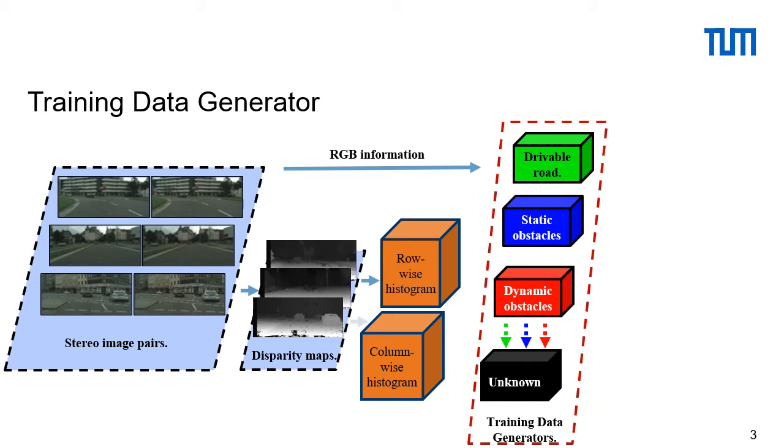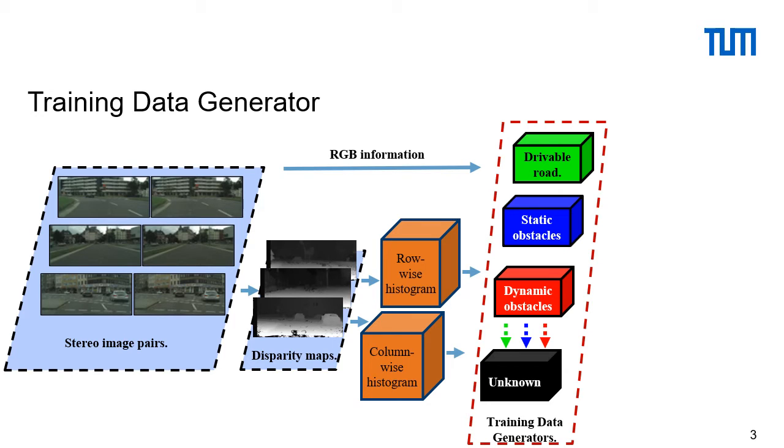Training data is annotated in a self-supervised fashion solely by utilizing depth information from stereo image pairs and RGB information, and with the help of some heuristics integrated into different training data generators. Drivable road is obtained by creating a row-wise histogram of the disparity map, better known as the V-disparity map, and fitting a linear model to it under the assumption of a locally planar road surface.